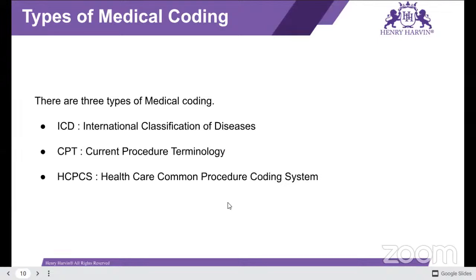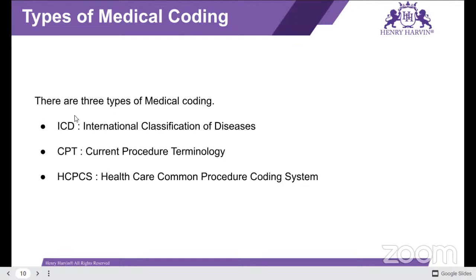And now the question is, what are the types of medical coding? Basically, you will be studying 3 types of medical coding. These are the 3 types of books. You can call them books, you can call them manuals. So there are 3 different types of medical coding. And what are they? ICD, CPT, and HCPCS.